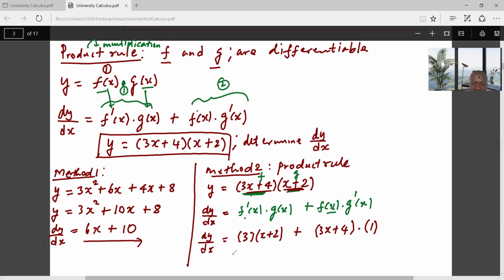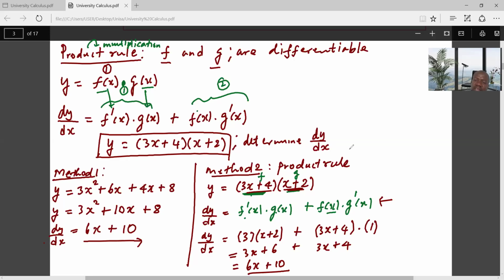So now let's simplify this. Remember, there's no need to show this. Remove the brackets: 3x plus 6. Remove the brackets by multiplying by 1: 3x plus 4. 3x plus 4. So now, if we were to simplify, grouping like terms, this becomes 6x plus 10. You see that the answers are the same.